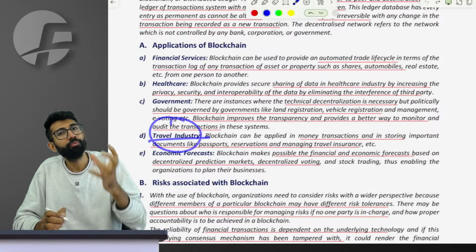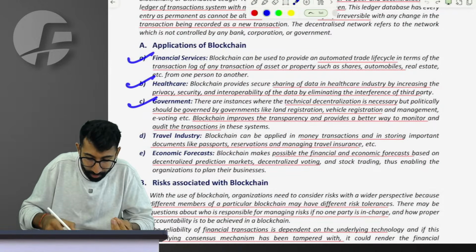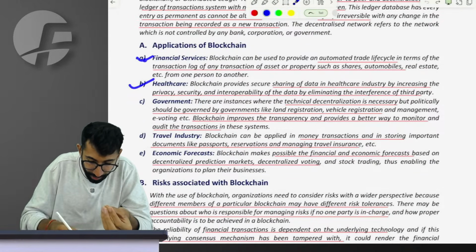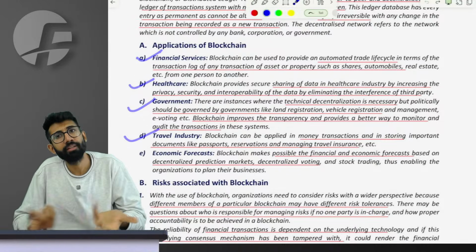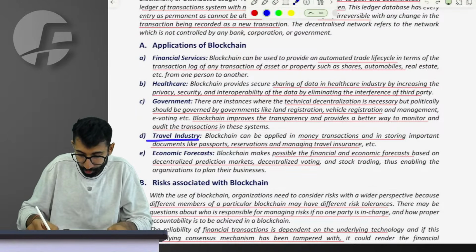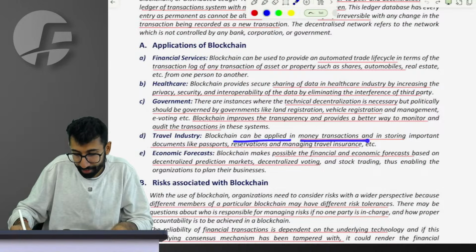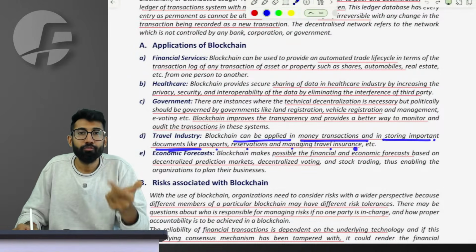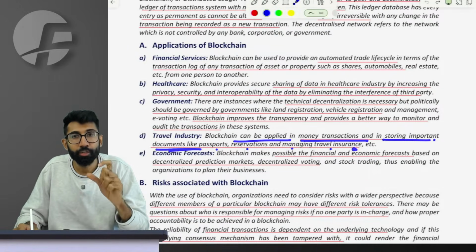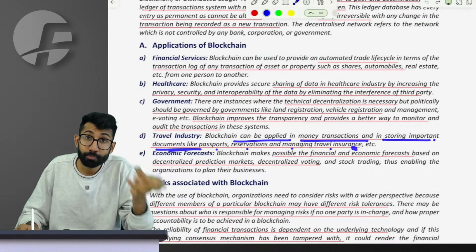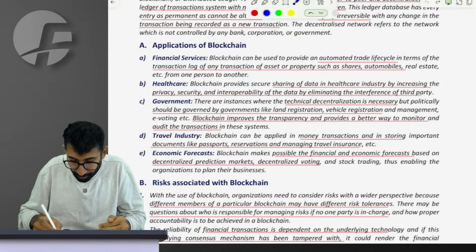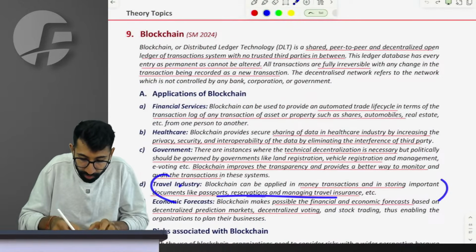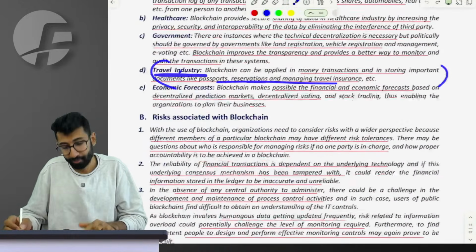Travel industry. Please understand that this does the job of data recording. So wherever there is a scope of data recording, like healthcare, financial services, travel, government agencies, everywhere that has a scope. Travel industry: blockchain can be applied in money transactions and in storing important documents like passport, reservation. While traveling, someone might do foreign exchange, that is a transaction that happens. Plus, the parties doing these transactions have passports and other important details. All those details can be stored using blockchain technology, even in the travel industry.